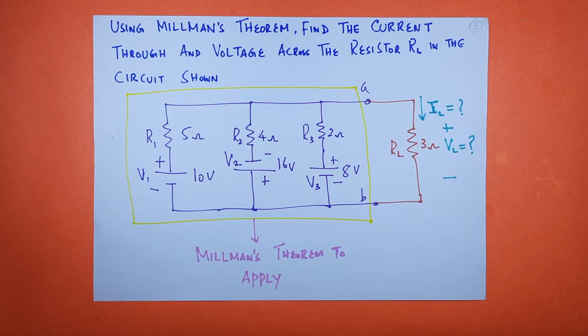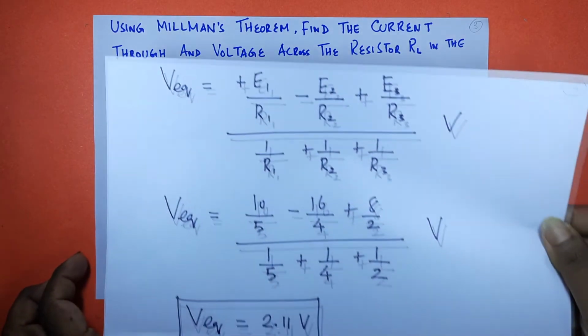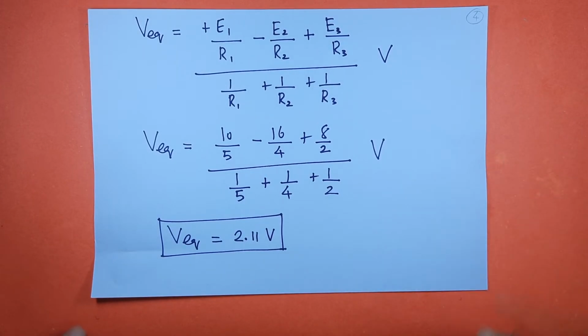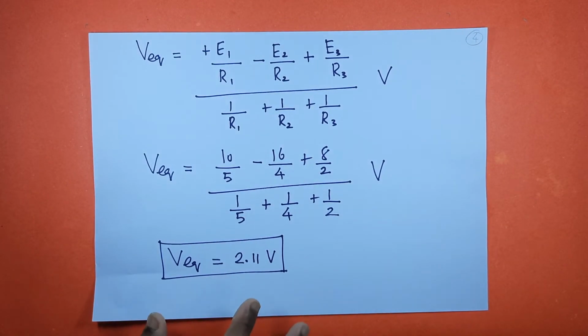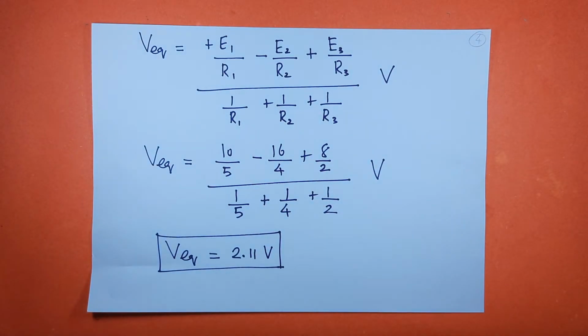Okay. So some books will also use the symbols E1, E2, E3. In any way you can represent, both represent the voltage source. So in some of the books you will find the formula V equivalent or E equivalent equal to E1 by R1 plus or minus E2 by R2 plus or minus E3 by R3. All are the same formula. So this is the equation or formula.